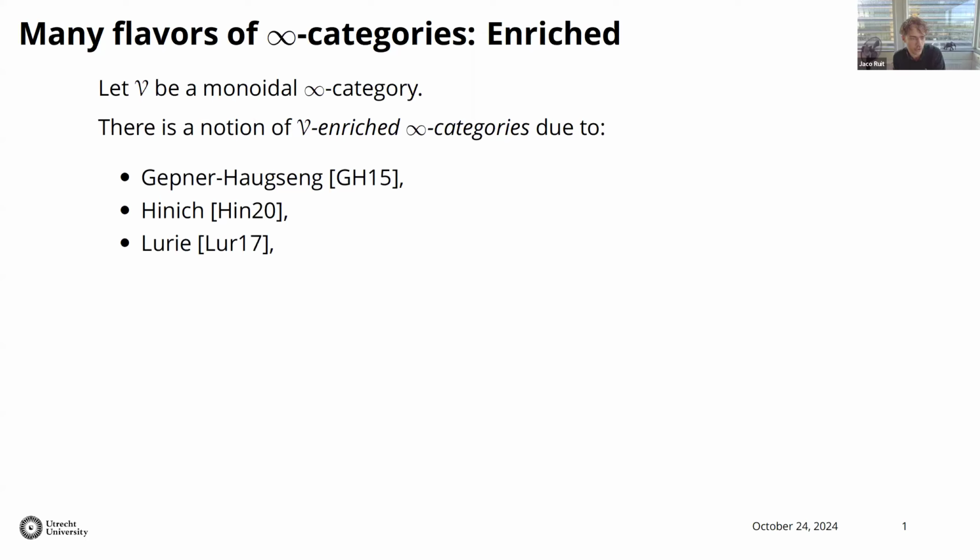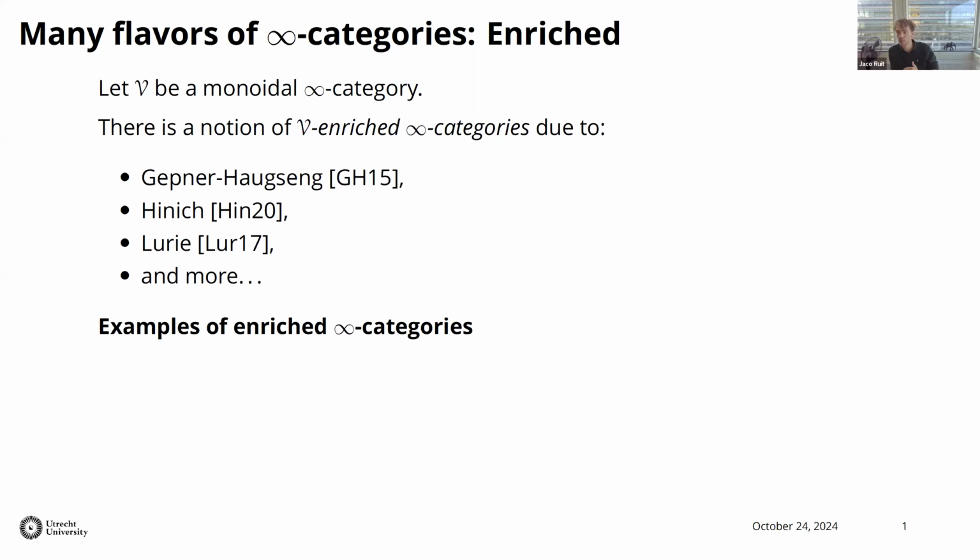Jacob Lurie in Higher Algebra defined a model for enriched infinity categories, and there are definitely some more people to put on this list. So there's already some technicality here that doesn't appear, I think, in ordinary category theory, that here you really have to give a model for enriched infinity categories. And these models, especially for enriched infinity categories, tend to be quite complicated. But in any case, there are definitely some useful examples of enriched infinity categories.